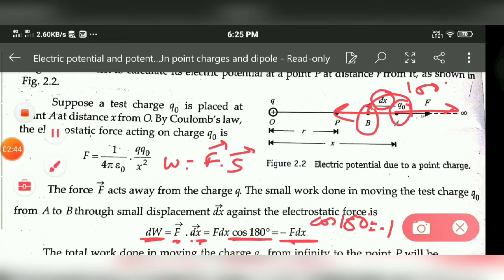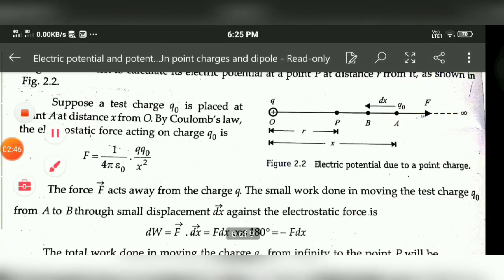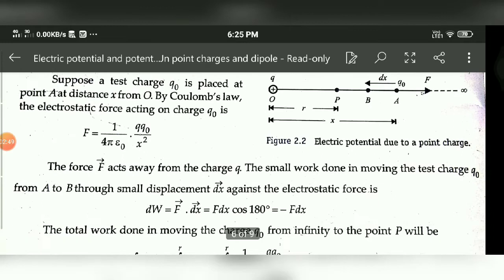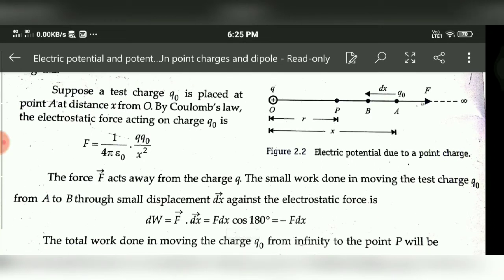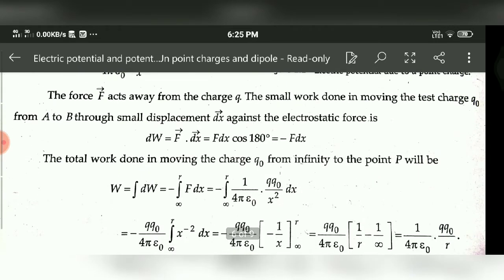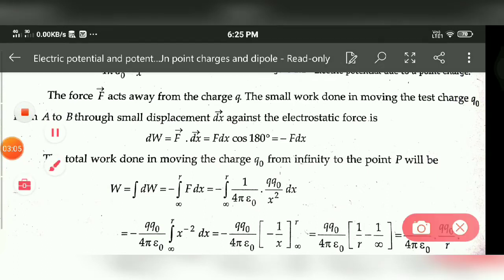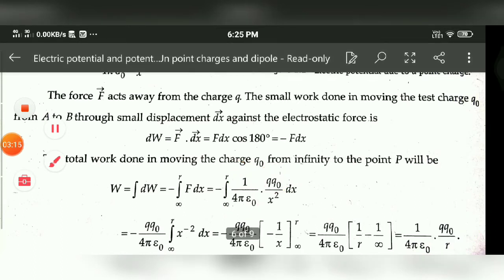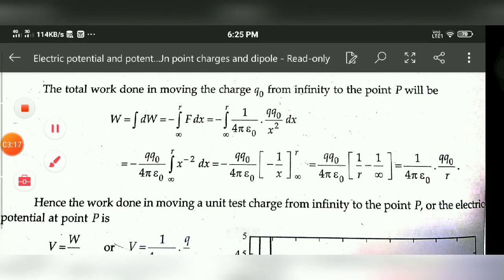Now we have to calculate the complete work done from infinity to point P, where point P is at a distance R. So we calculate work done from infinity to R. Substituting the value, F is 1 by 4 pi epsilon naught Q naught by x squared dx. Here 1 by 4 pi epsilon naught and Q naught are constants, but the distance x is varying, so taking the constants outside, we get this expression.